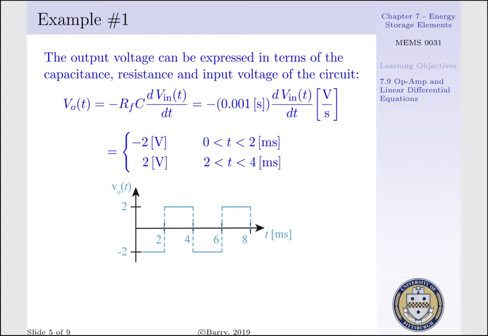Now in our next time interval between 2 and 4 milliseconds, we'd have 8 minus 2000 t, which gives us the time rate of change of our input voltage being minus 2000, multiplied by minus 0.001 seconds gives us a value of 2 volts. We see our output voltage is going to alternate between minus 2 and 2 volts in every 2-millisecond interval. That is, the derivative of a line of constant slope is going to be a constant value.